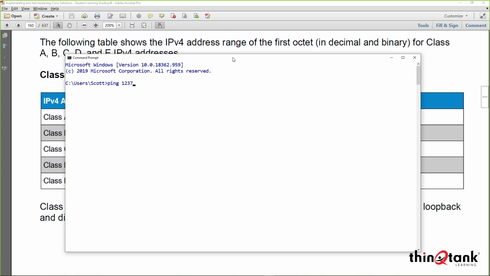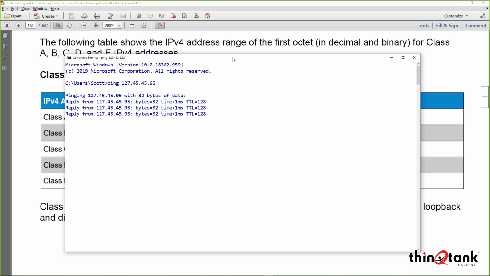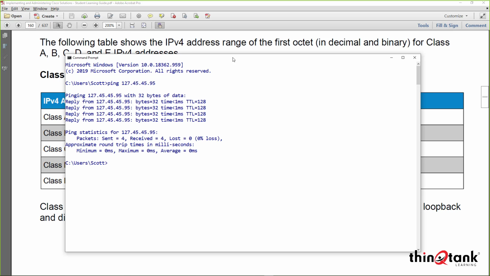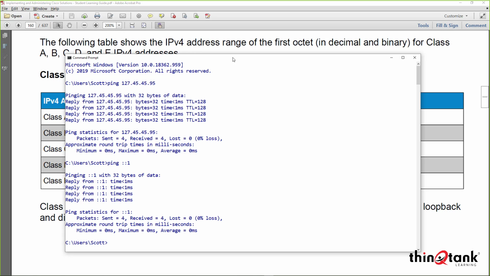I can ping any 127 address, 127.45.45.95, and if I get a reply, that tells me that my protocol stack is working. It's a way for me to test the IP stack software on my computer. So they took 16.7 million addresses to do the same thing. At least in IPv6, they only created one loopback address, and that was ::1. That's the only loopback address for testing the protocol stack in IPv6.